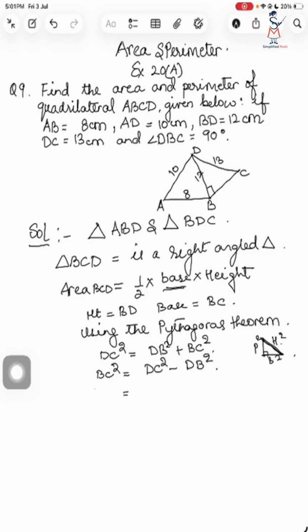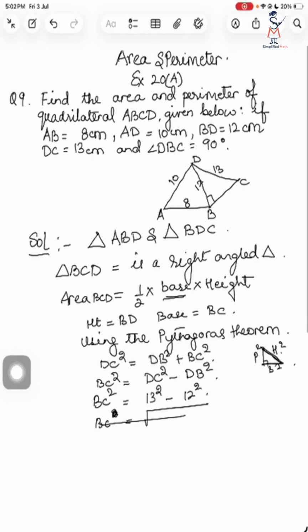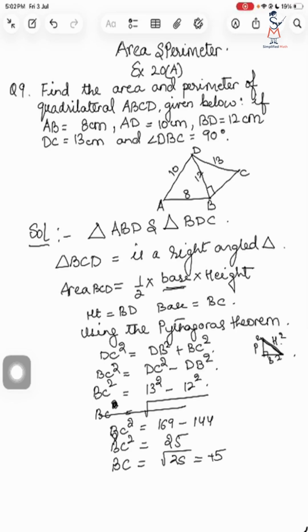Now BC square will be how much? What is DC given? It is 13 square. So 13 square minus DB, DB is 12 square. First let's do BC square. BC square is 169 minus 144, that is 25. So BC will be root 25, that is plus minus 5. We will take plus because it's a side.